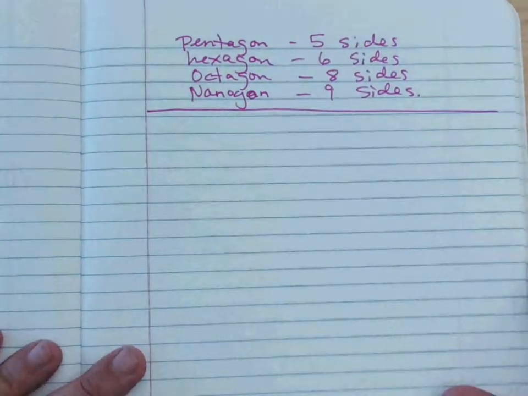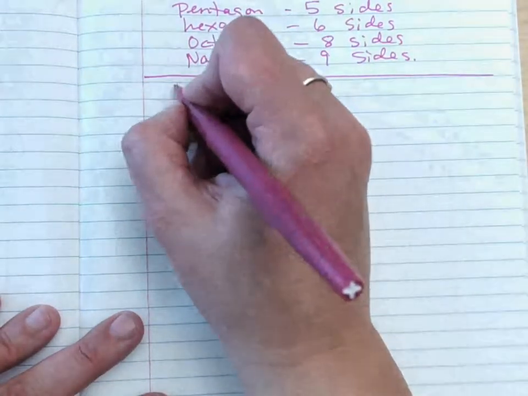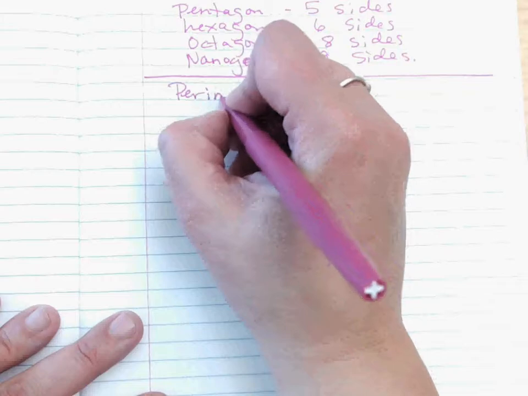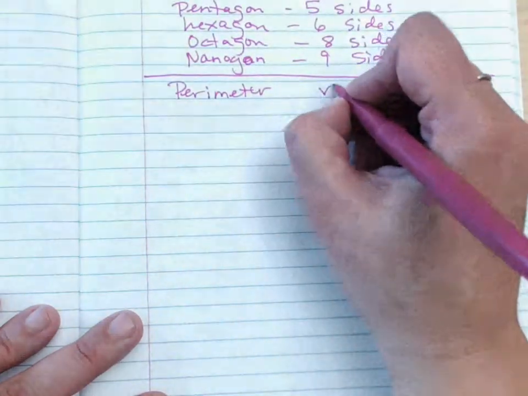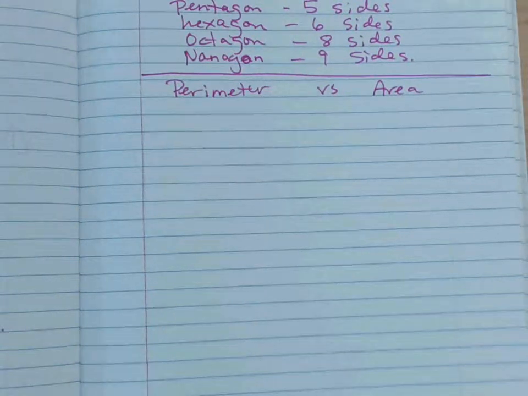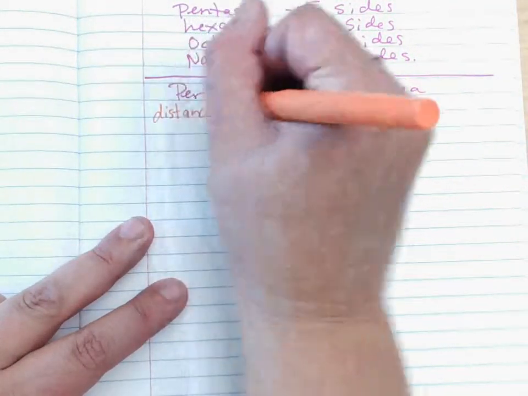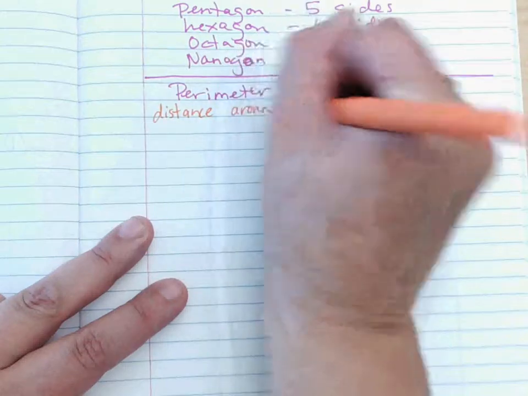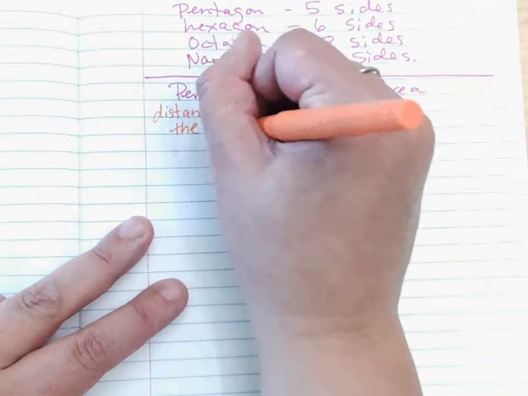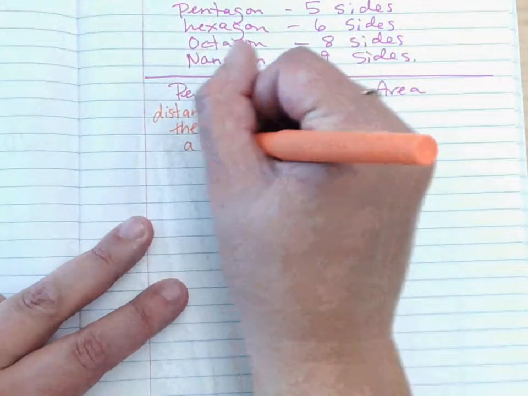Okay, and there's lots of things we could do with all those things, but we're going to talk about some specific concepts now. Perimeter versus area. Okay, and these are concepts that a lot of students get mixed up. The perimeter is going to be the distance around the outside of a figure.